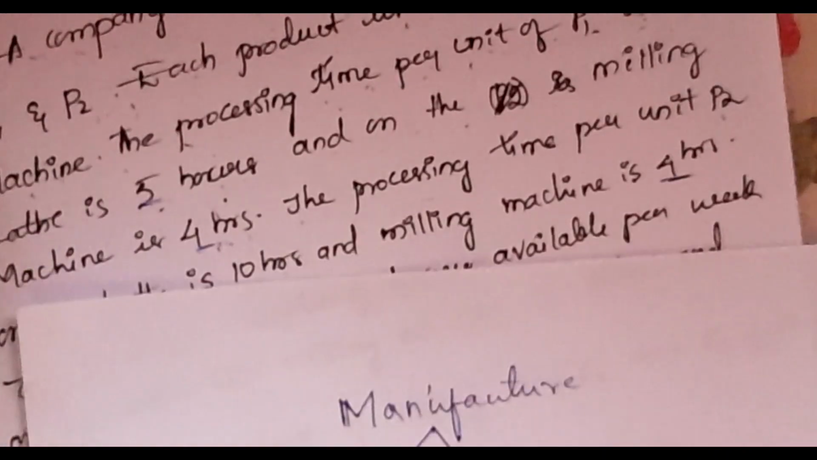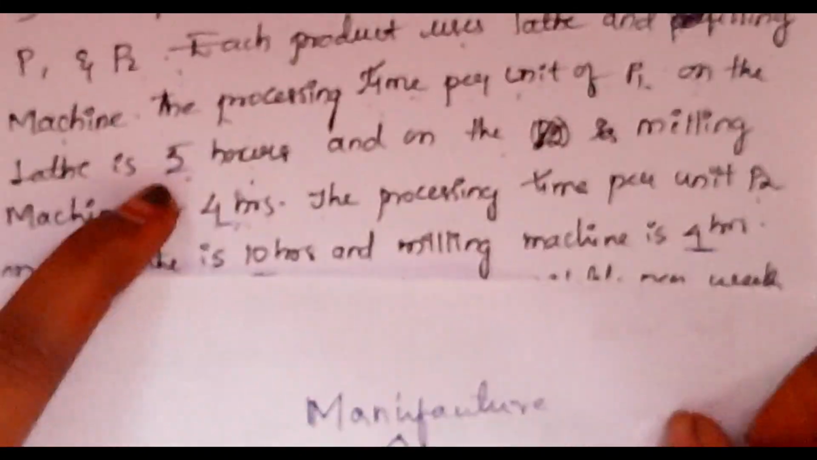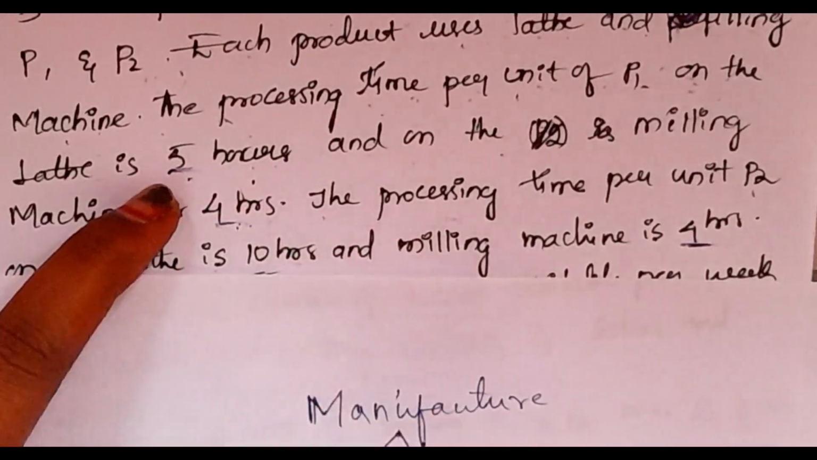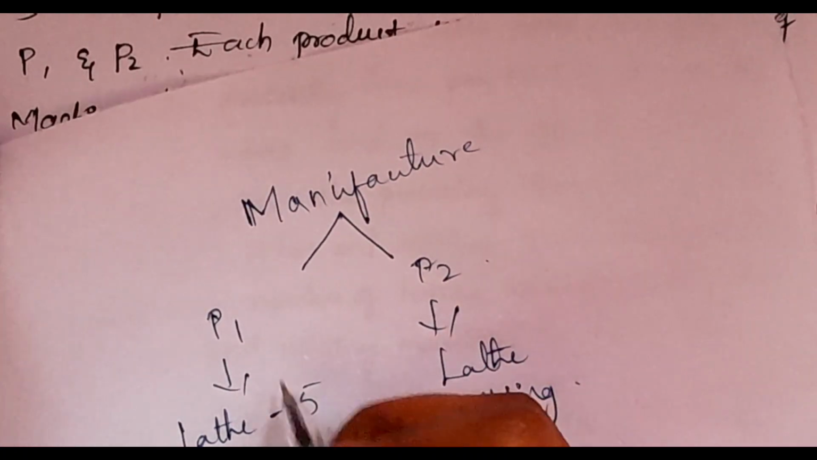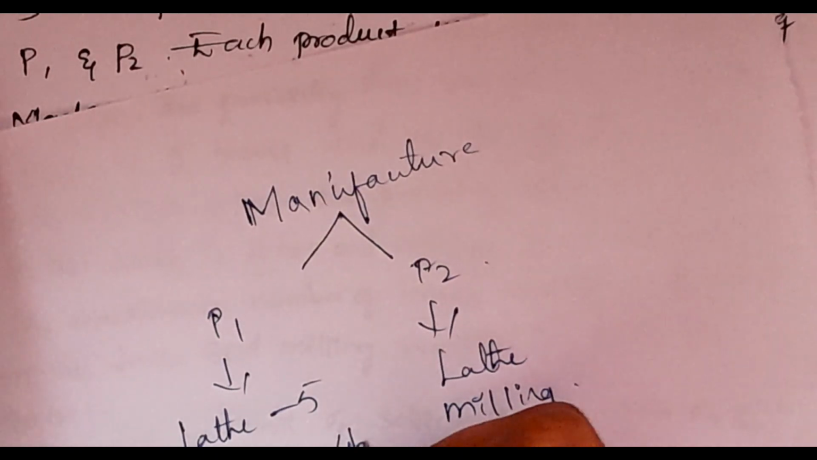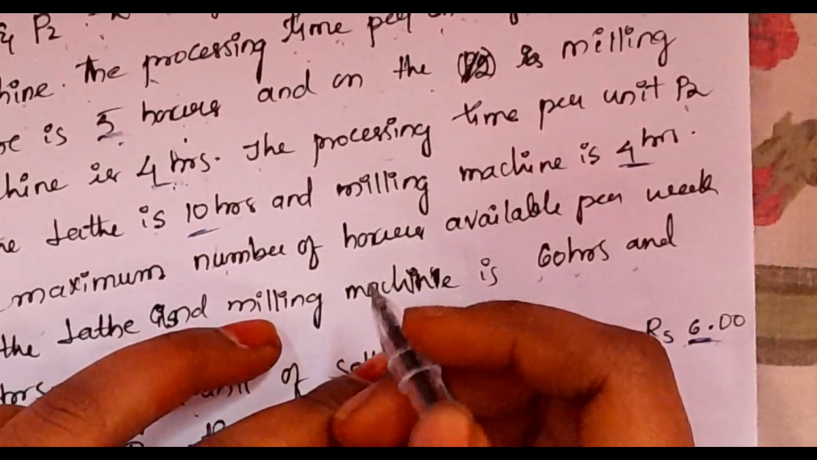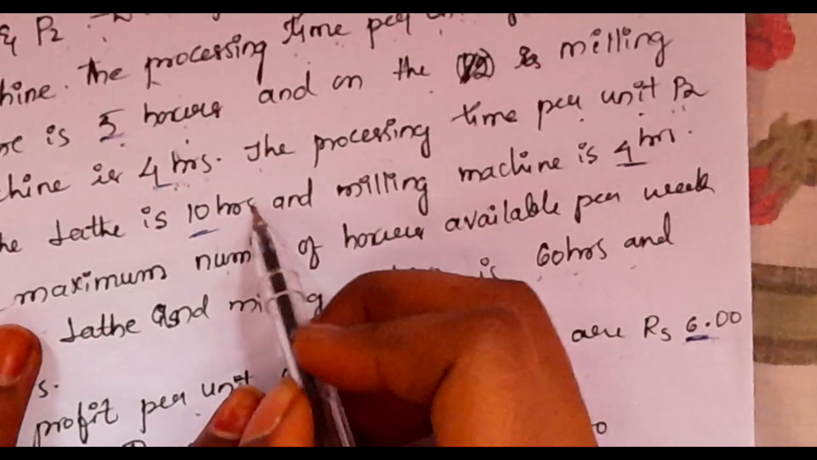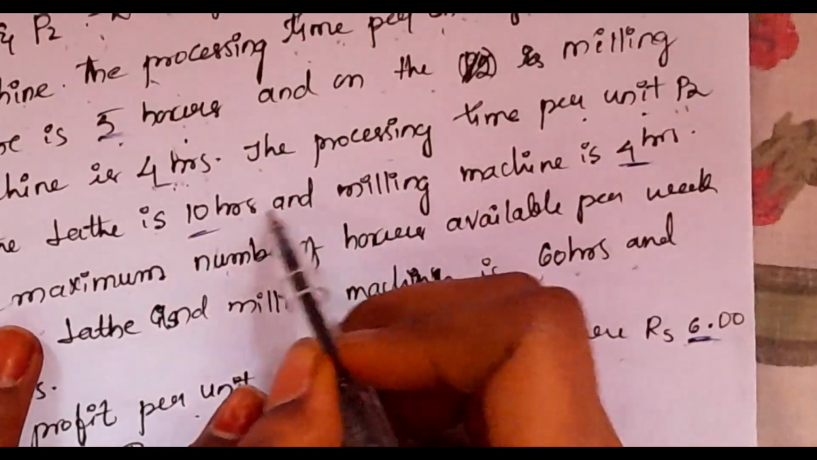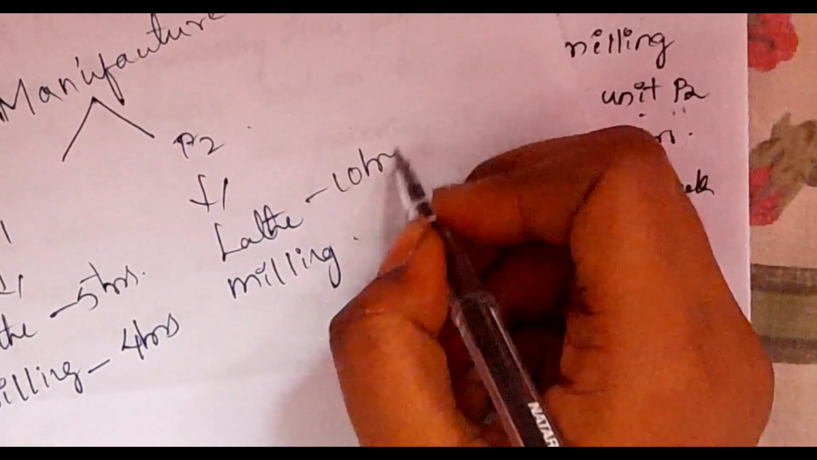Right? So the processing time of P1 on the lathe is 5 hours and on the milling machine it is 4 hours. So product P1 takes 5 hours on the lathe and 4 hours on the milling machine, right? And similarly, P2 on the lathe takes 10 hours and on the milling machine it takes 4 hours. Lathe 10 hours and milling machine 4 hours, right?